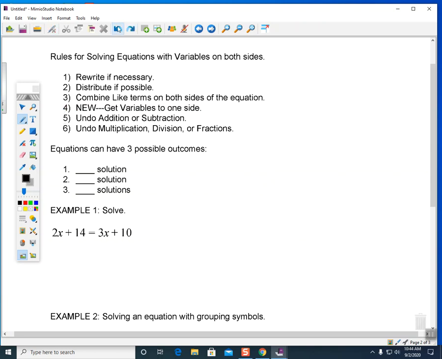Step number 4 is our new step. We need to get all of our variables to one side of the equation. And then we'll undo our addition and subtraction, and then undo our multiplication, division, fractions, all of that stuff. Okay, so the only new addition is that we're getting the variables to one side.